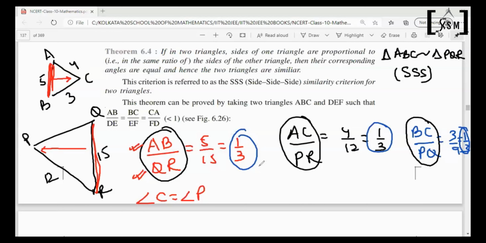Side AC and side PR we selected. So side AC opposite angle is what? Angle B. And side PR opposite angle is what? Angle Q. So we can say angle B is equal to angle Q. And side BC and PQ we compared. So side BC opposite angle is angle A and side PQ opposite angle is angle R, right? So we can say angle A is equal to angle R. Is that good? Yes, sir. Fine.